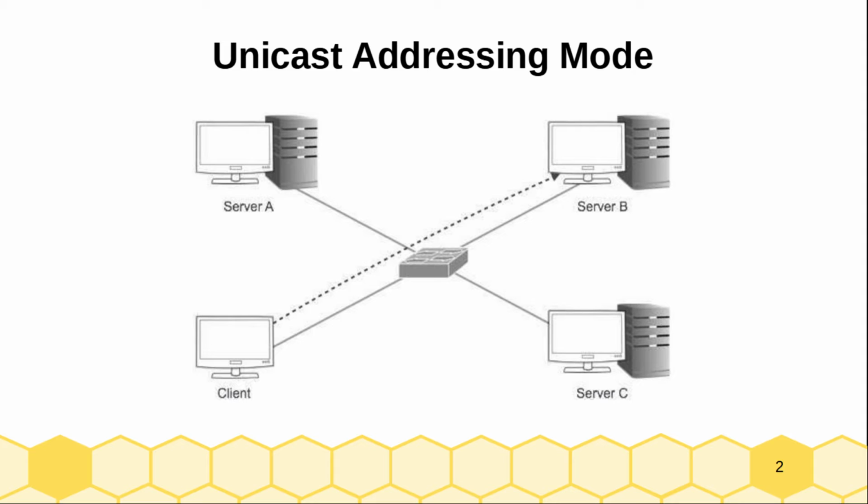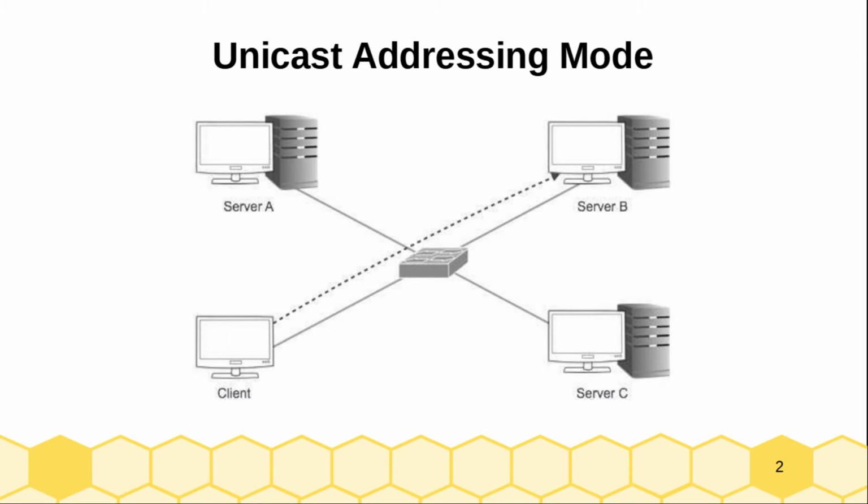As you see in the image, there are server A, server B, and server C, and there is a client, and everyone is connected to an intermediate device that might be a switch or a router. In our case, we have a switch, and each and every device is connected to it. The client is sending a message to server B by using a unicast address. Unicast address means sending to one destination.